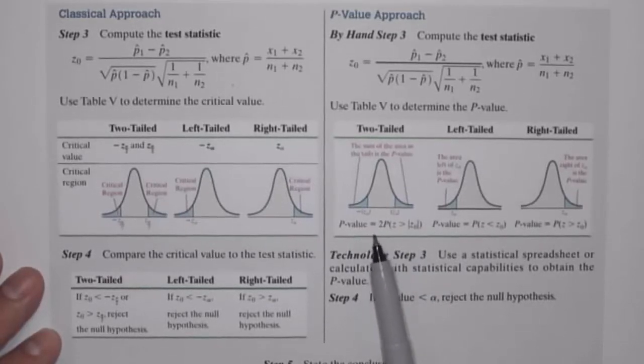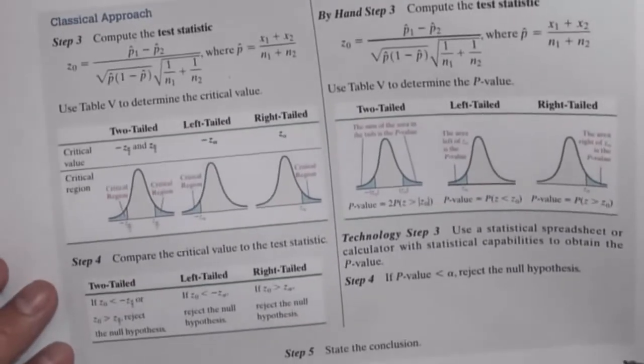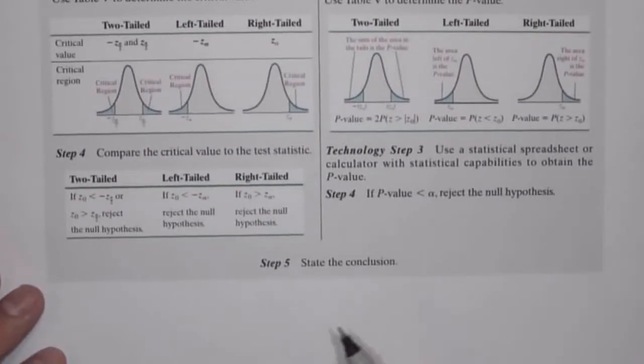So like before, if it's a two-tailed test, the p-value will be double what it would be if it was a one-tailed test. Now we could also use technology in order to determine the p-value. And if the p-value is less than alpha, then we'll reject the null hypothesis. After that, we're going to state our conclusion.